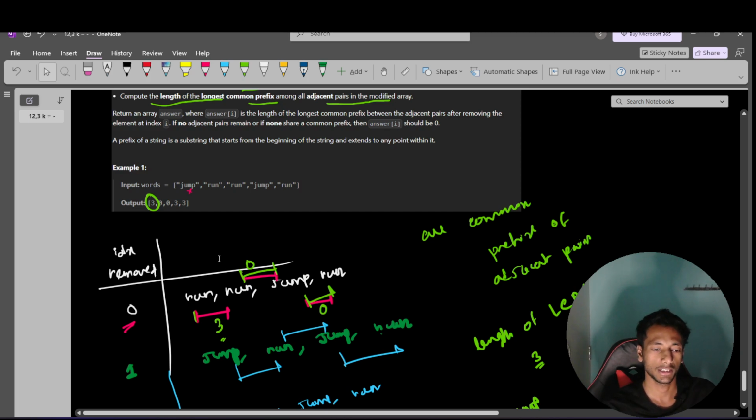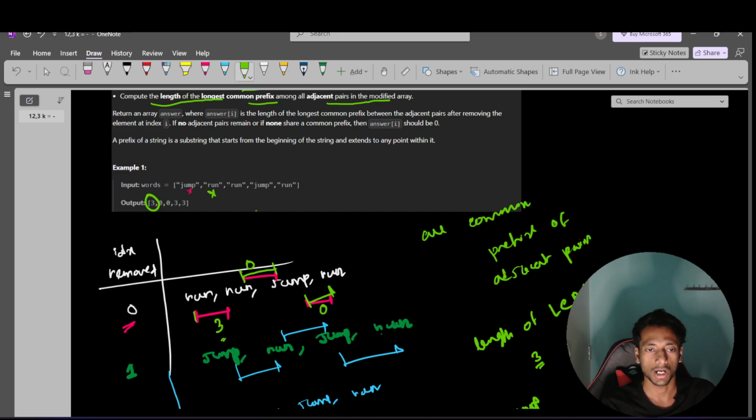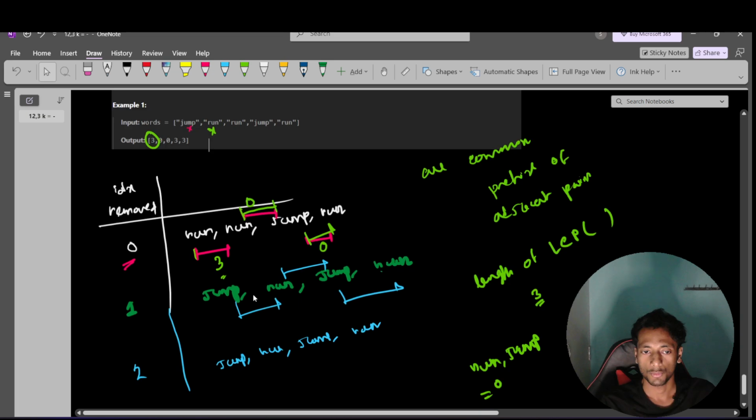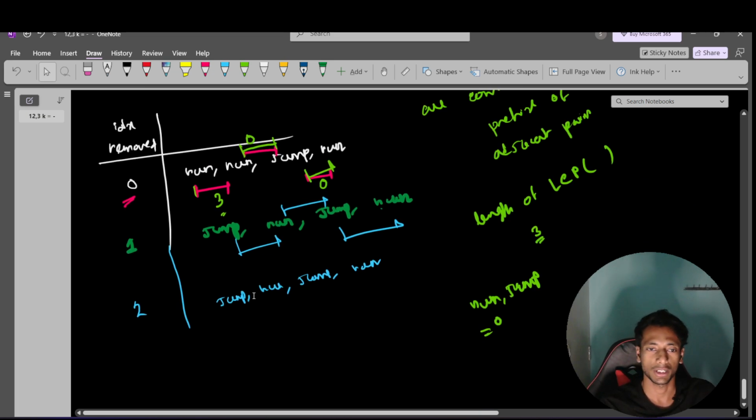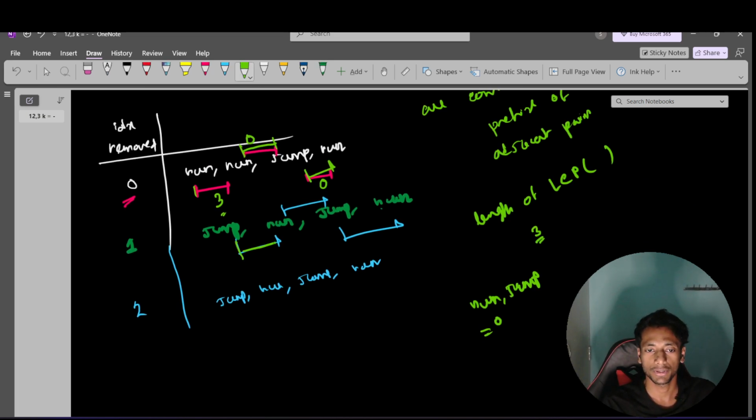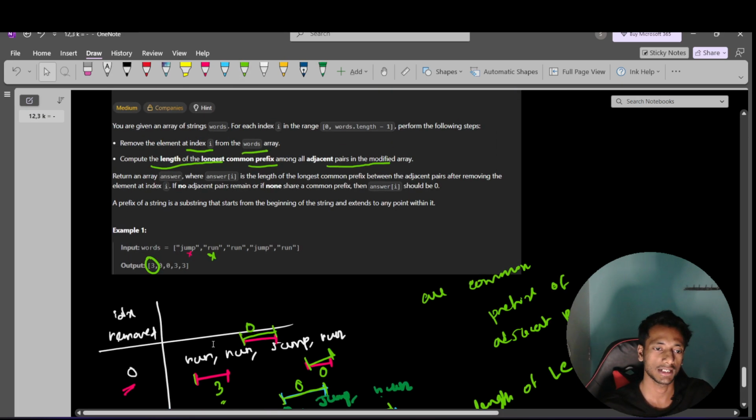Now for the next index, I will first remove this run. So our modified array will look like jump, run, jump, run. Now we have to calculate the longest common prefix of all the adjacent pairs. The first adjacent pair is jump and run, then run and jump, then jump and run. For jump and run, the length of the longest common prefix is 0, as there is no common character in the prefix. Run and jump again 0, jump and run again 0. So for this index 1, the answer will be 0.